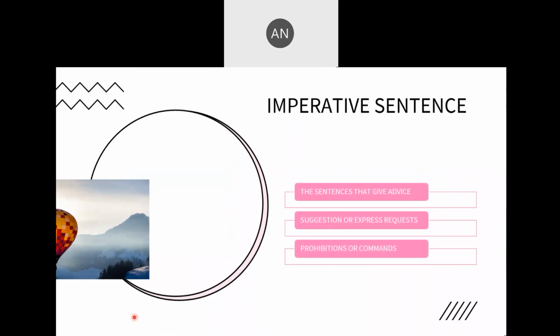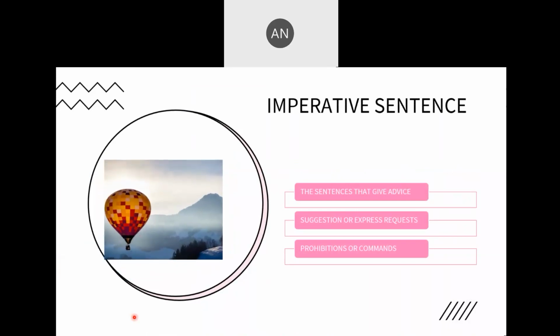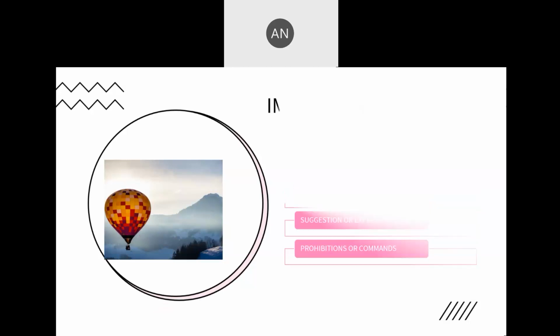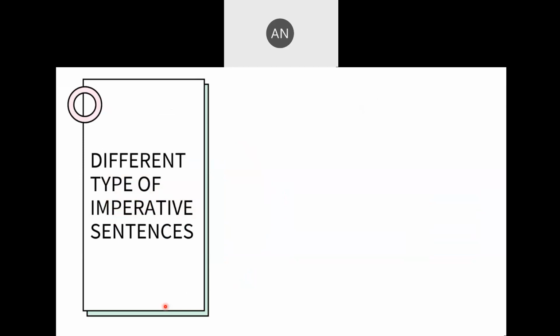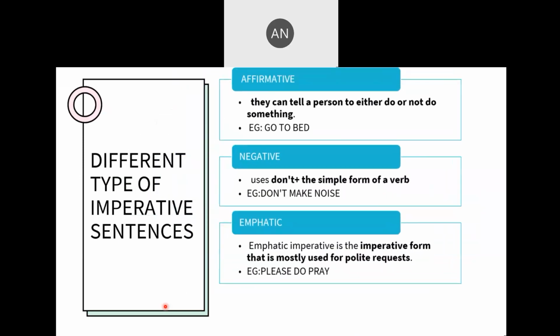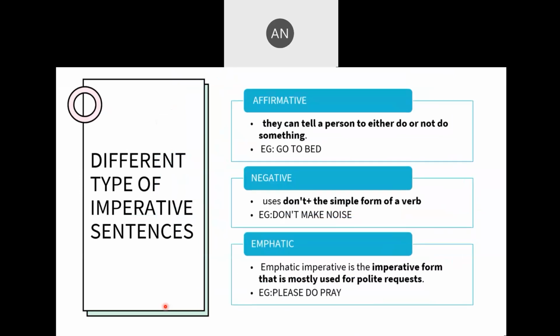Imperative sentence. Imperative sentence can be three varieties: advice, request, command. Please get me a glass of water. That is request. Advice is go to the doctor immediately. Command is leave the room. So these can be imperative.